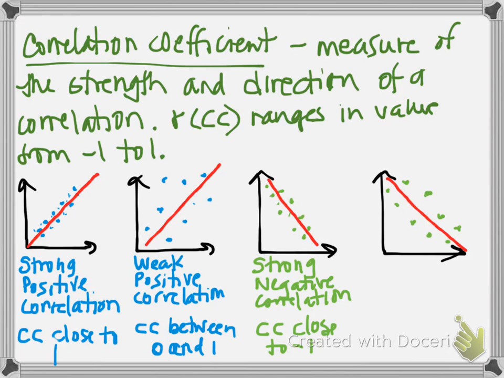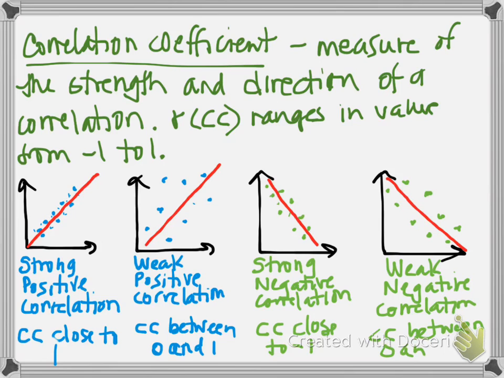And then in the last drawing, you can see that the dots are farther away from the line, but they still show this negative relationship, so this would be considered a weak negative correlation. And the correlation coefficient would be between 0 and -1 this time. Okay, all right, good luck with your homework.